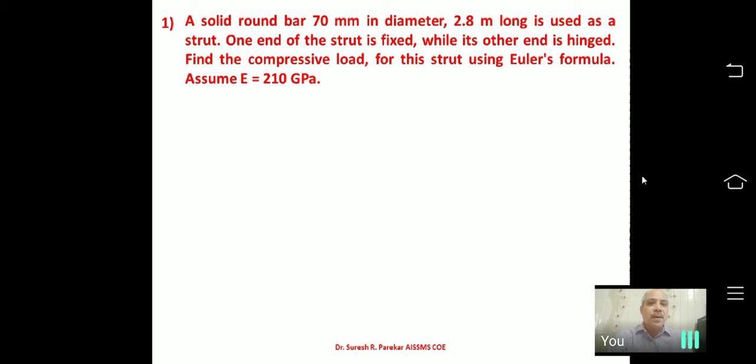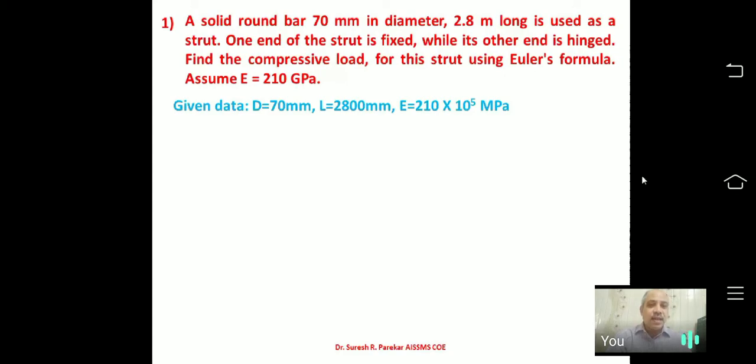So now we have this problem: a solid round bar 70 mm, 2.8 meter long, both ends hinged. Sorry, one end of the strut is fixed and the other is hinged, and we have to find the compressive load that can be carried by it. That means we have to find the strength of this. So what is the given data? Given data: D equal to 70 millimeter, L equal to 2800 millimeters. Always write down data in terms of millimeters and Newton millimeters, so that we do not commit any mistake while substituting values in the formula.